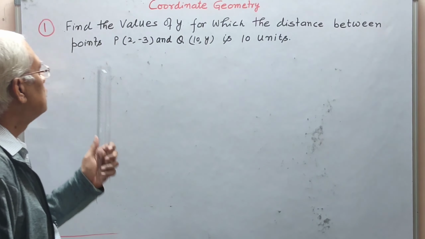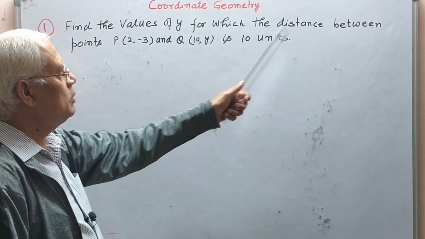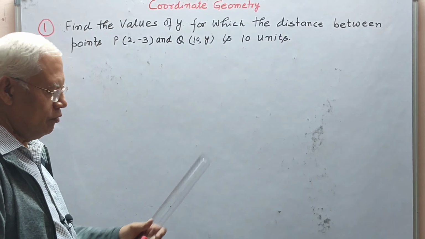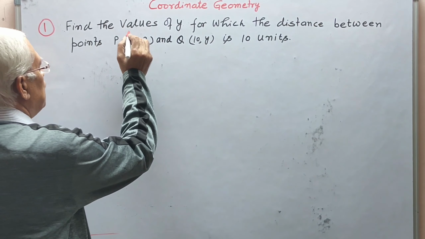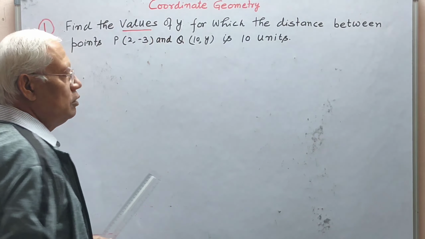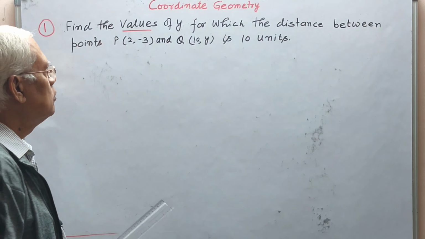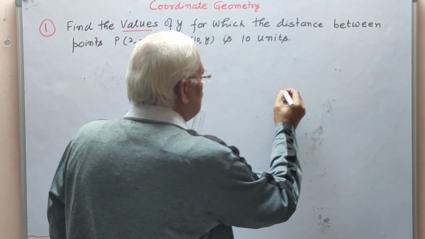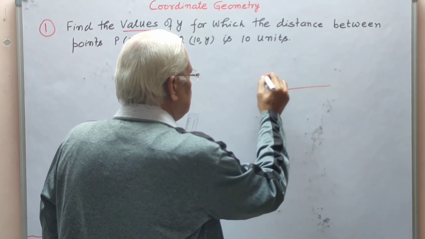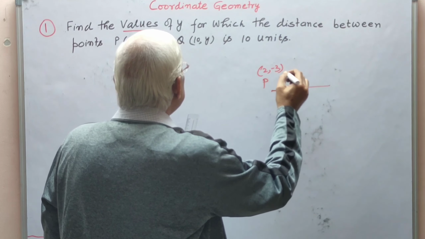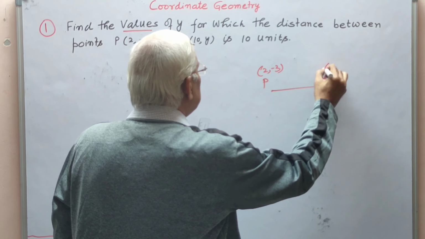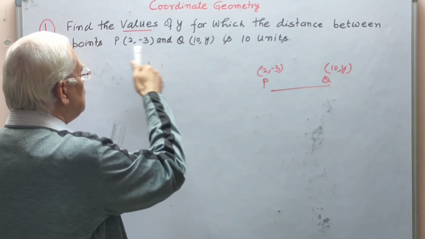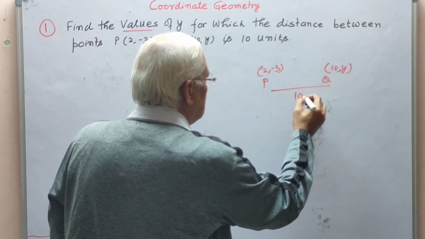So the first question is, find the values of y for which the distance between points P(2, -3) and Q(10, y) is 10 units. First of all, values of y means there will be more than one value. And points are given, P and Q. So suppose P is this point (2, -3) and Q is this point (10, y), and the distance between P and Q is given as 10 units.